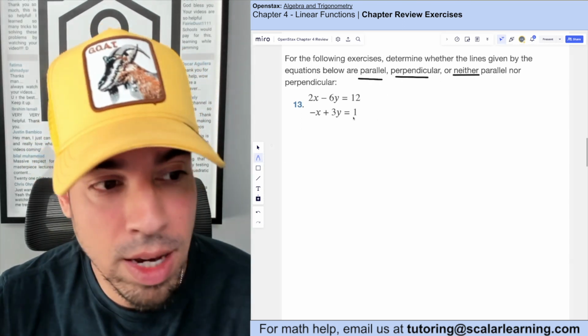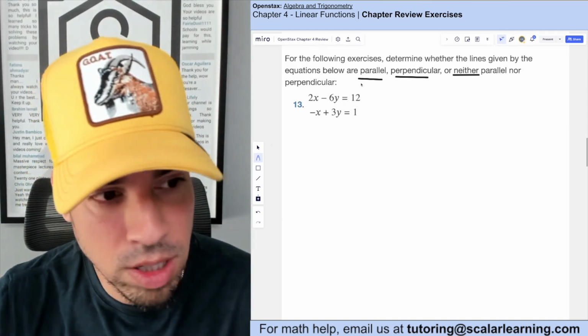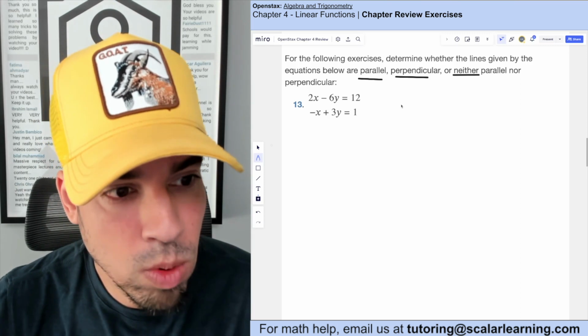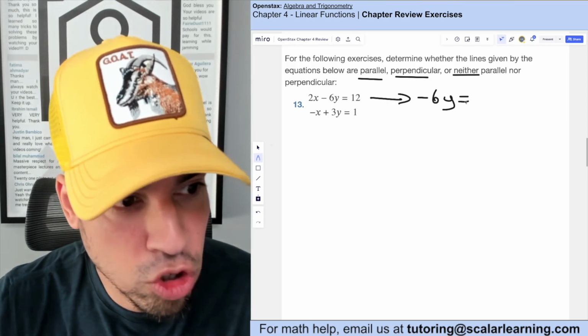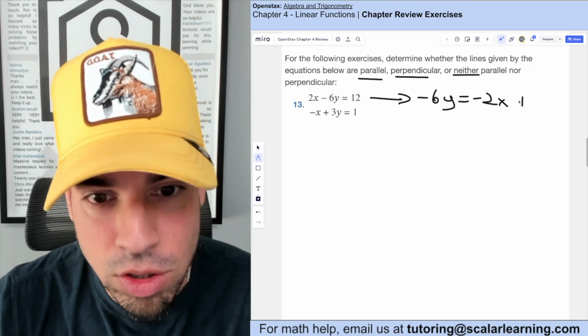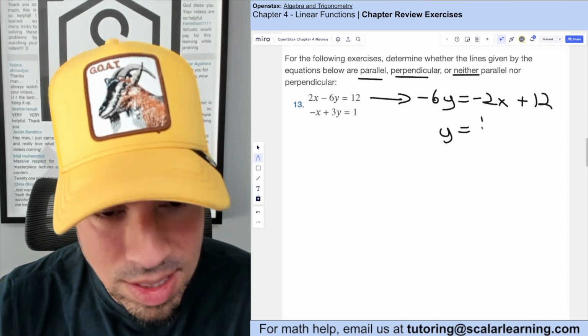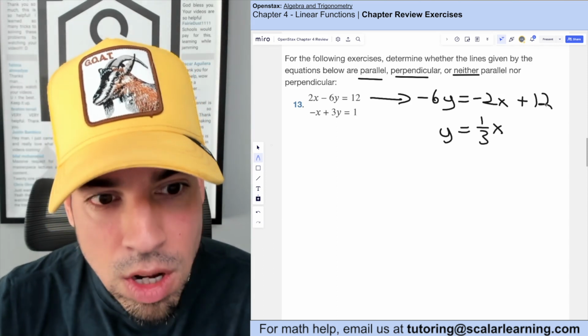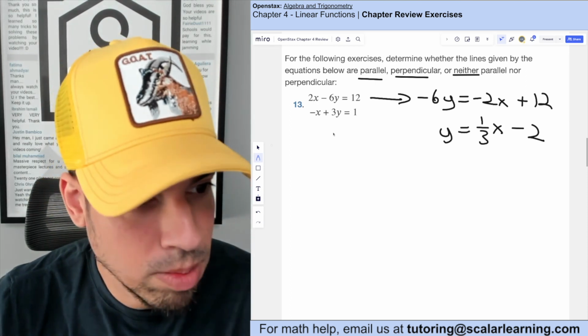So for this, we're determining whether these two lines are parallel, perpendicular, or neither. So I want to do that by putting these both into slope-intercept form. Then I can look at the slope, the y-intercept, etc. So I'm going to isolate y in the top equation first. So I've got negative 6y, then I'm subtracting 2x from the other side, plus 12. And then I'm going to divide everything by negative 6. Negative 2 over negative 6 is positive 1/3. 12 divided by negative 6 is negative 2. So there it is, slope of 1/3, y-intercept of negative 2.